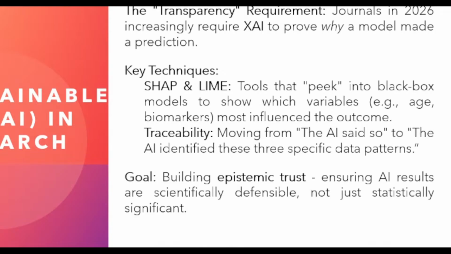They look into the different models to see which variables most influence the outcomes. That's also more important. What are the variables which really matter? That is why nowadays publishing an article in a good journal is a very difficult job, because even AI finds out mistakes. So you have to be very careful, and your work should be really serious. And traceability, moving from AI said so to the AI identified these three specific data patterns. Now, which you didn't do, but AI did it.